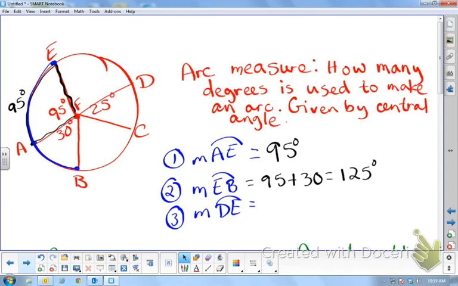What about DE? Oh, dang it. Unknown. D to E. I had it the other way around. D to E. I don't have an angle measure in there.